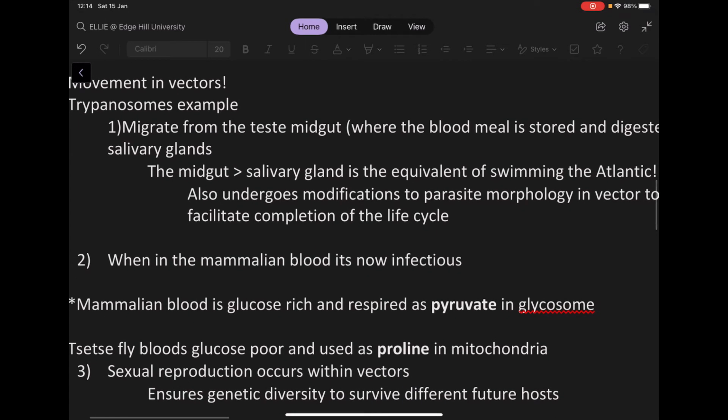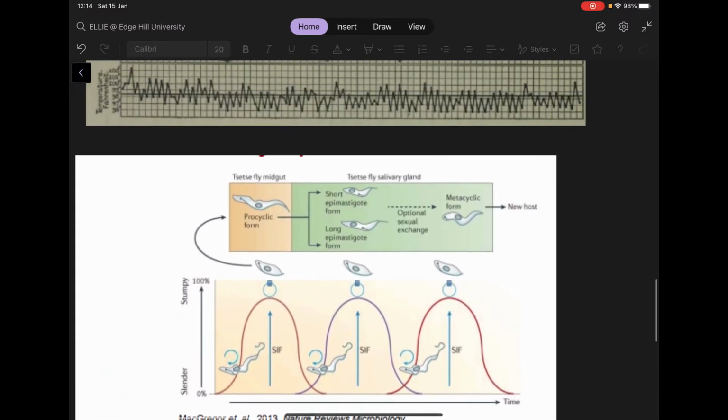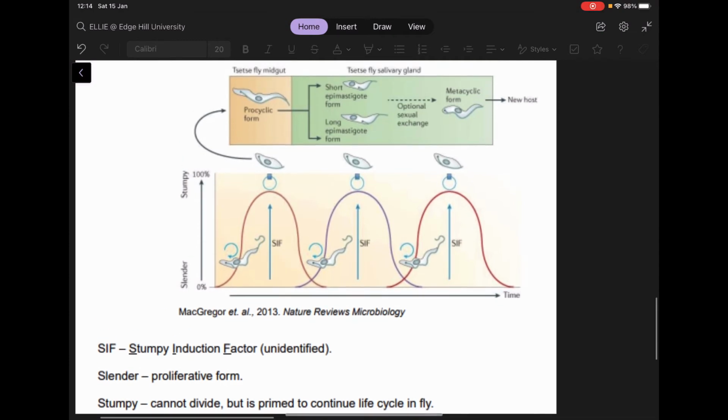It then arrives at the salivary gland. When the tsetse fly takes another blood meal, it then injects the parasite through its saliva, and there you go. So here's some example of those modifications that occur with the trypanosome parasite in the tsetse fly.